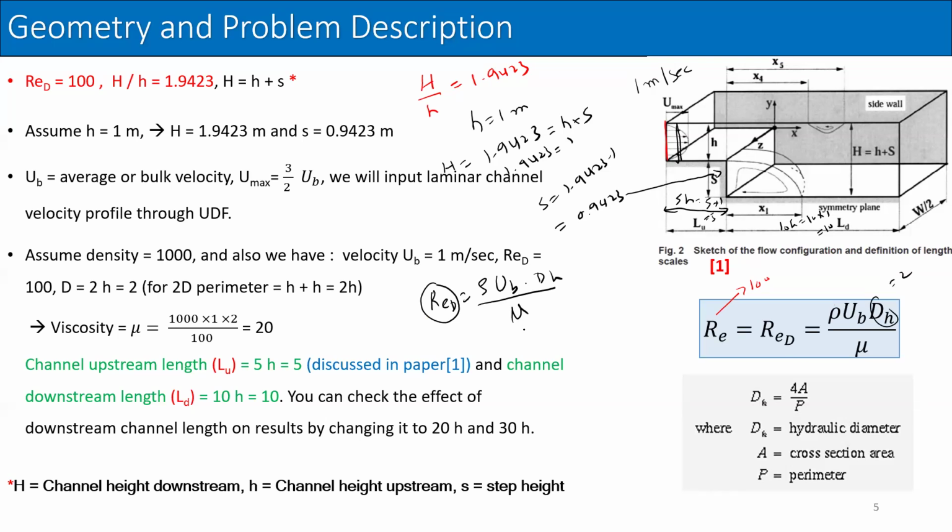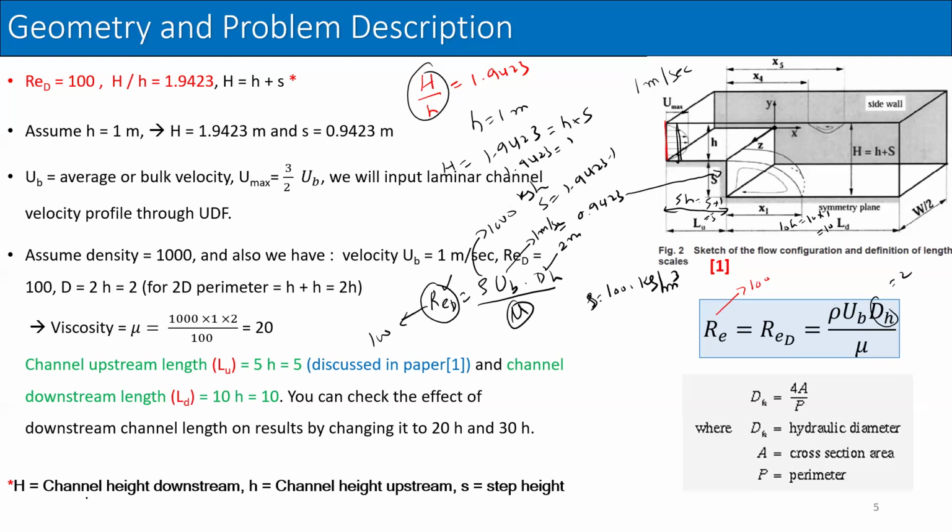So I can take the density as 1,000 kilogram per meter cube. That is the density of water. We don't need to have some specific fluid. It can be any fluid. The only thing is that it should satisfy the Reynolds number and other conditions like the expansion ratio. So now I have dh as 2 meters, my velocity is 1 meter per second, density is equal to 1,000 kilogram per meter cube, and the Reynolds number is 100.